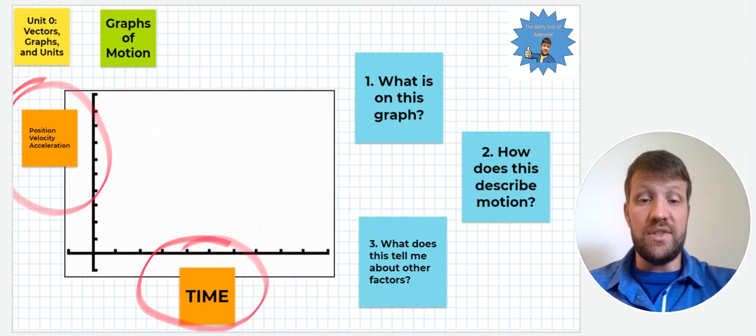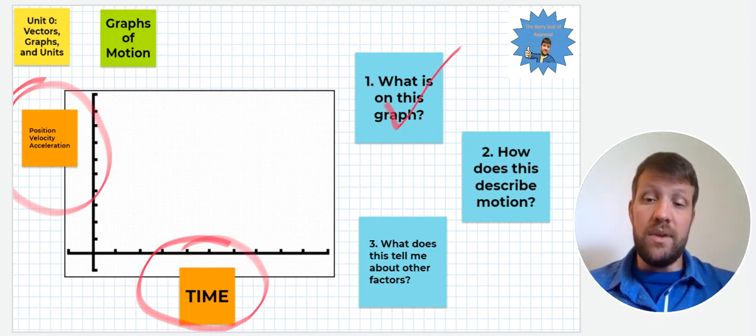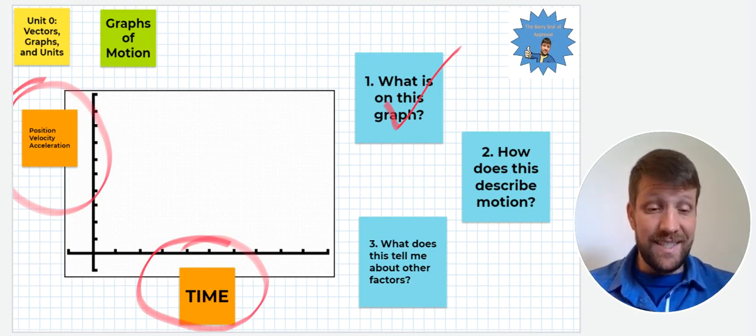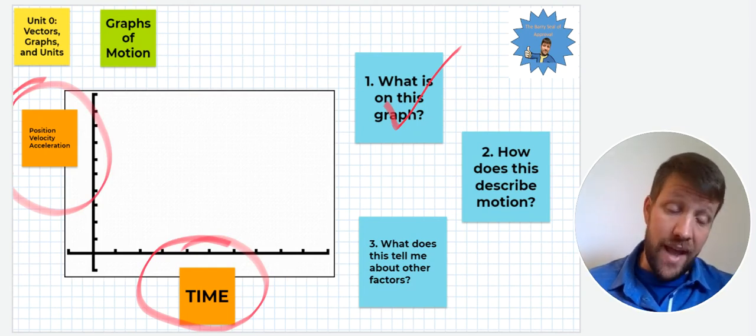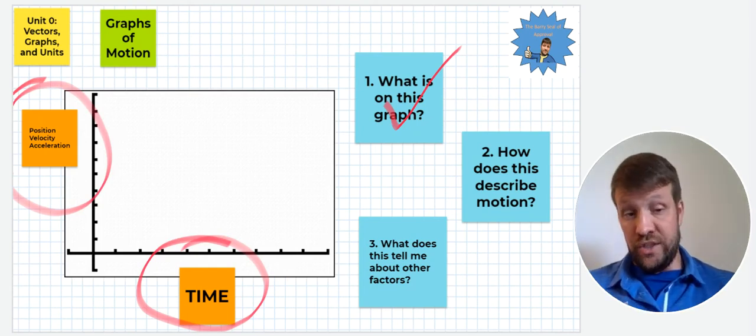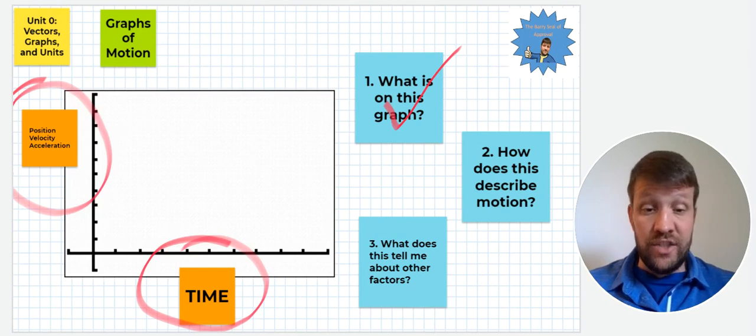So that's going to help us say, okay, what's on this graph? Let's say we saw a position time graph. How does this describe the motion? Well, it's going to tell us what position something is at during a certain time. If it were a velocity time graph, it would tell us how fast it's going at that time. An acceleration time graph, whether or not the velocity is changing at that time.